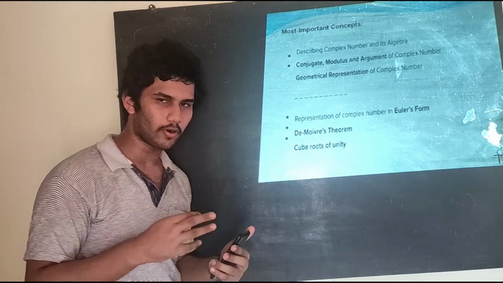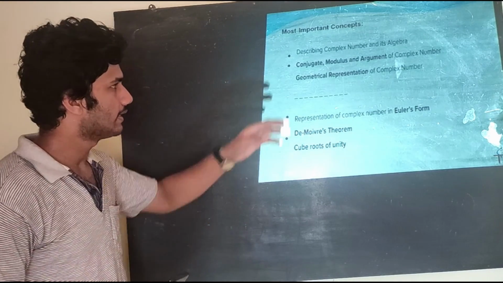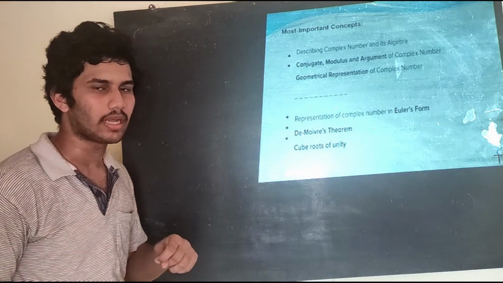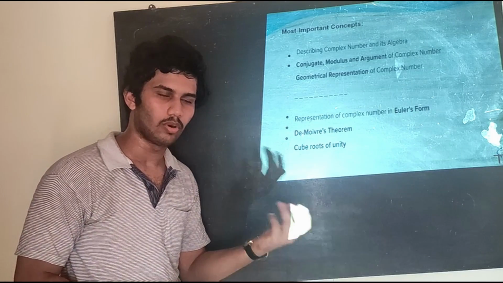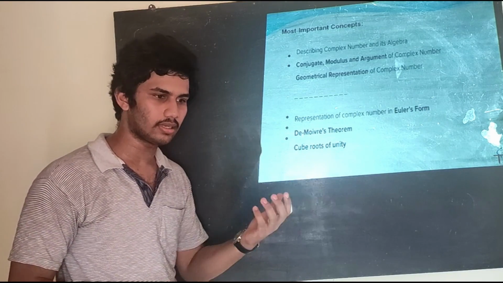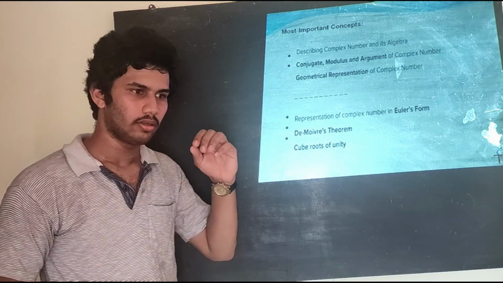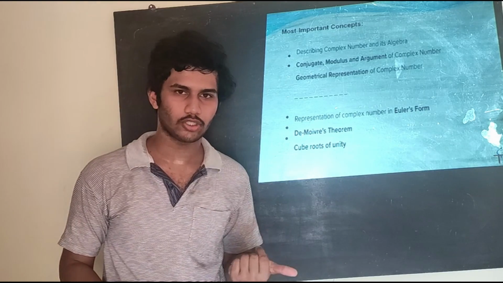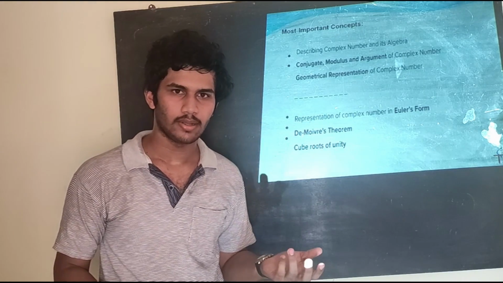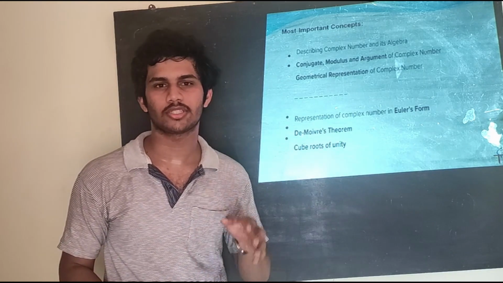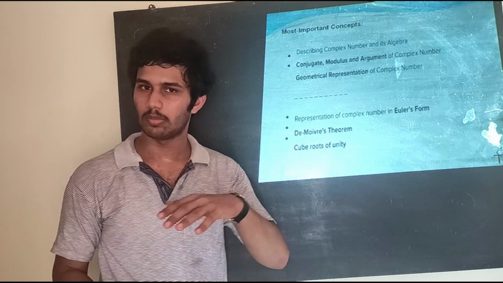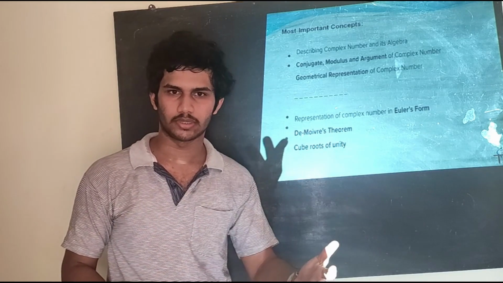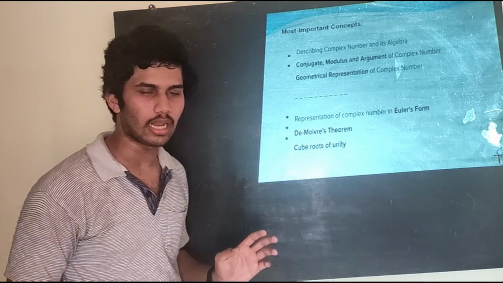So, what are the important concepts you have learned? Describing the complex number and its algebra, which we discussed in the last class. What is a complex number? Let's have a quick revision of that. What is iota? The properties of iota. We did questions on that. Algebra, mainly addition, subtraction, multiplication and division. What are the multiplicative inverse and the additive inverse. These were the concepts we learned in the last class.